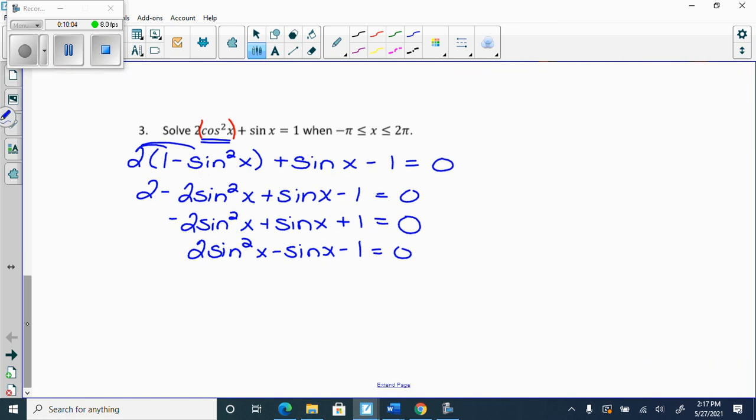And what multiplies to give me, let m equal sine x. So I get 2m squared minus m minus 1 equals 0. 2m squared multiplies to give me negative 2, now it's going to be negative 1, is negative 2m plus 1m.